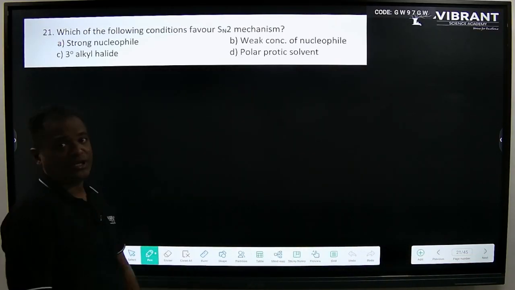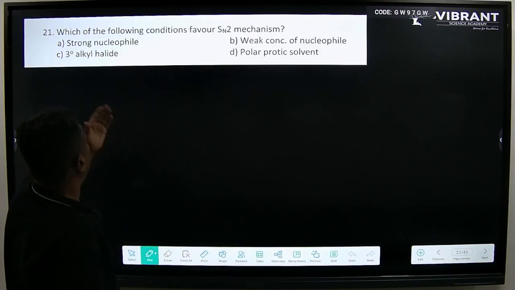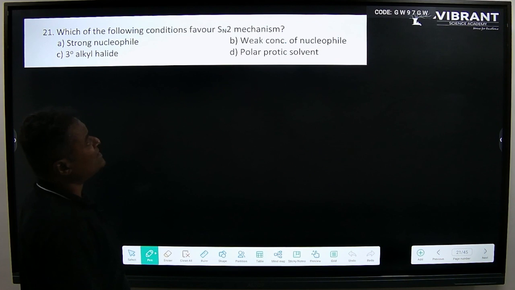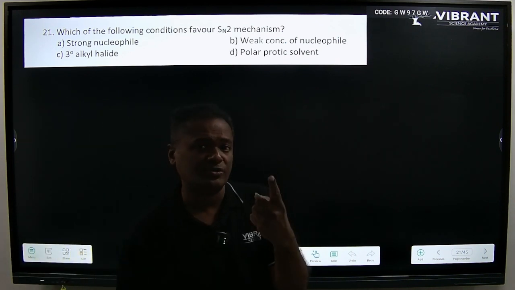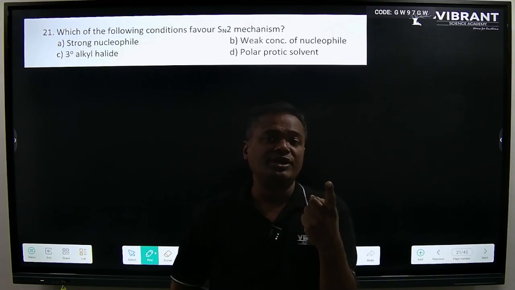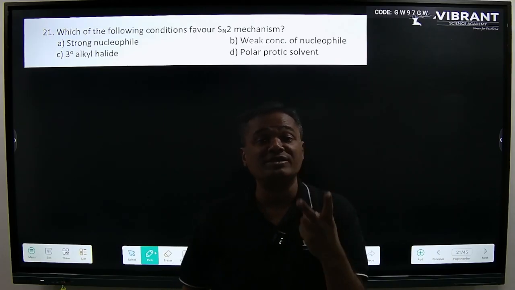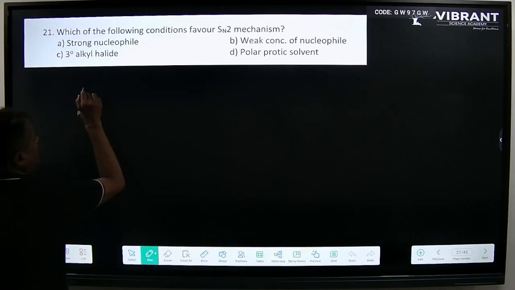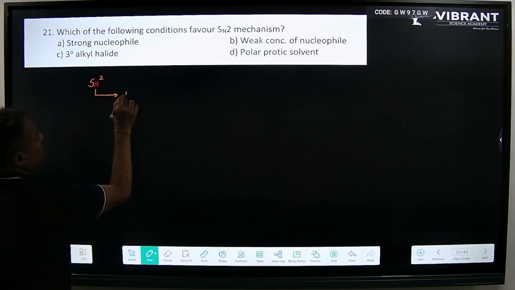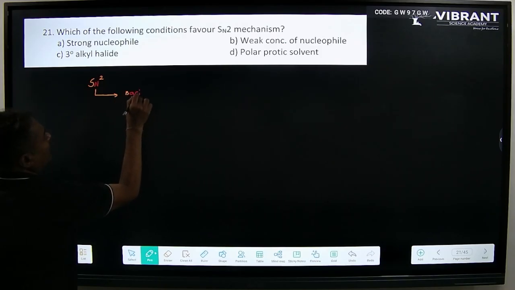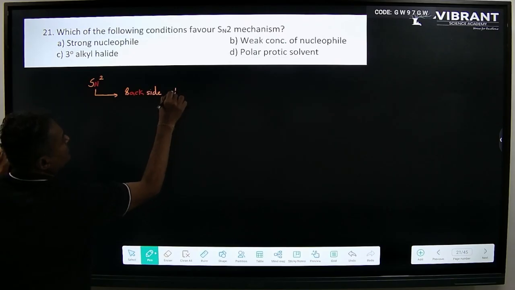Okay, which is the next question given to you? Which of the following conditions favors the SN2 mechanism? Now before we start anything on SN2, there are certain keywords. The first important keyword for SN2 is backside attack. Point number 1.